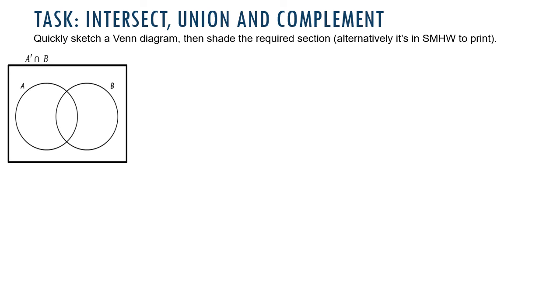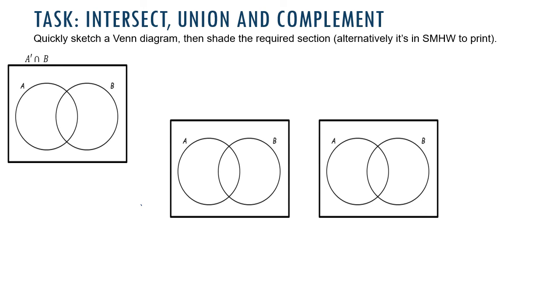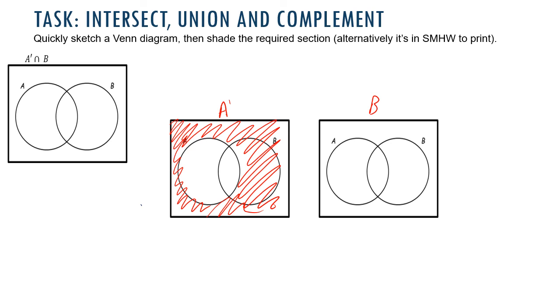Now, a good way to do this is if we sketch out each part. So here I'll sketch the complement of A, which is everything outside of A. Here I'll sketch B. And what we're looking for with the intersect is the area which has been shaded in both of these, which is this section here.